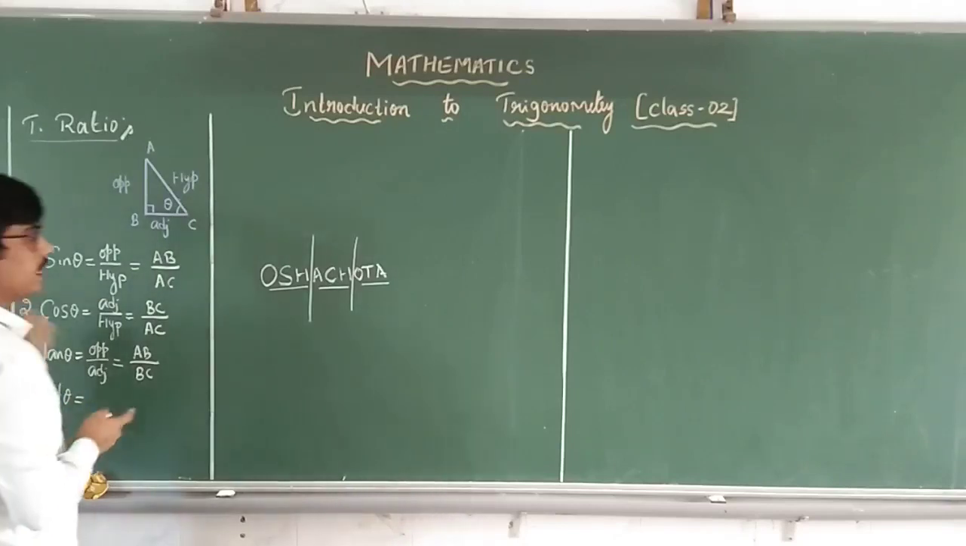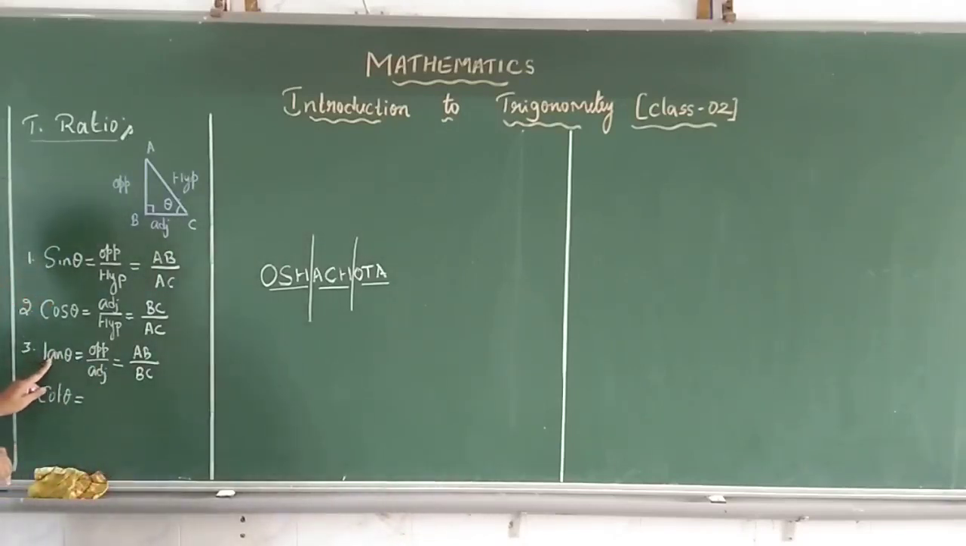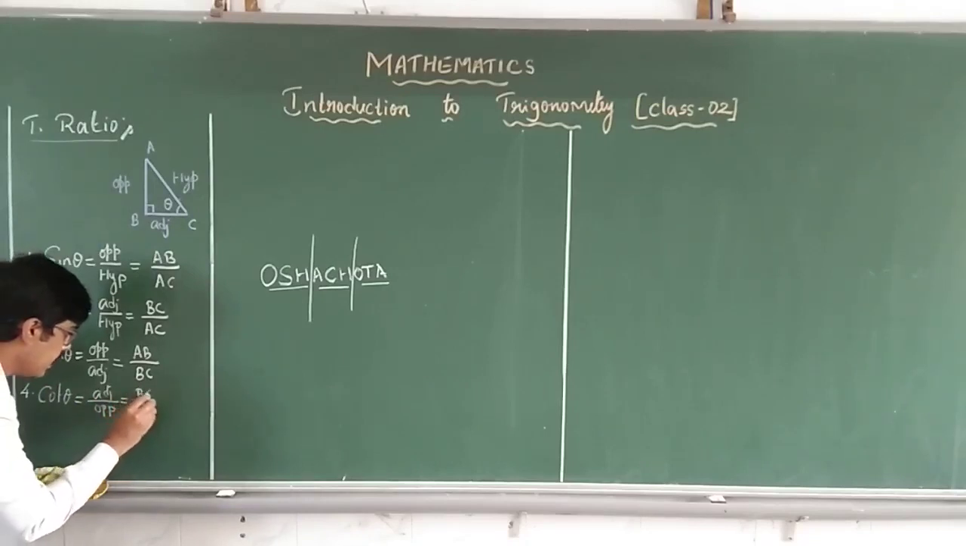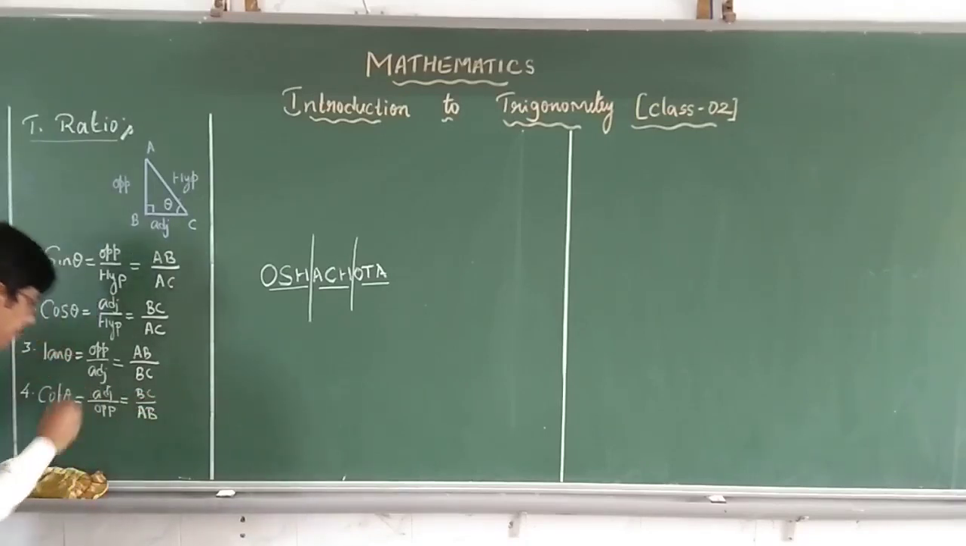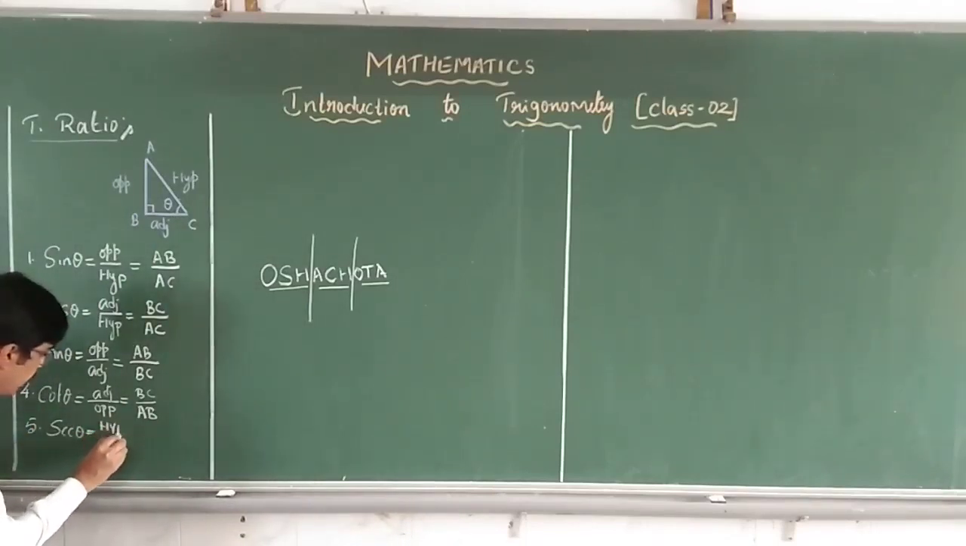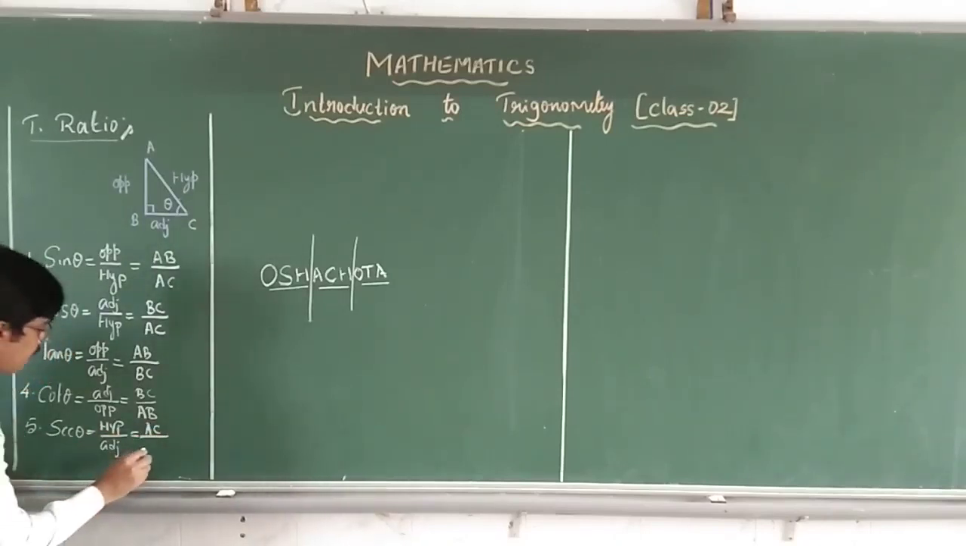Let me write the fourth one, that is cot theta. So it is the reciprocal of tan. Yesterday we studied cot is the reciprocal of tan. Therefore, this is written as adjacent by opposite. It is nothing but BC divided by AB. Fifth one, that is secant of theta. This is the reciprocal of cos. Therefore, I can write this as hypotenuse divided by adjacent. This is equal to AC divided by BC.